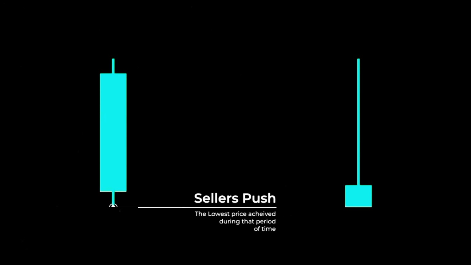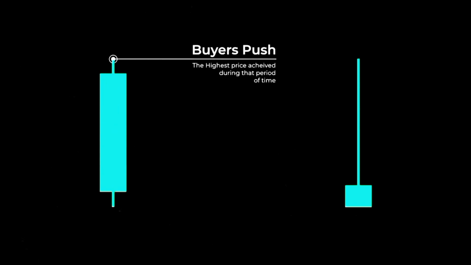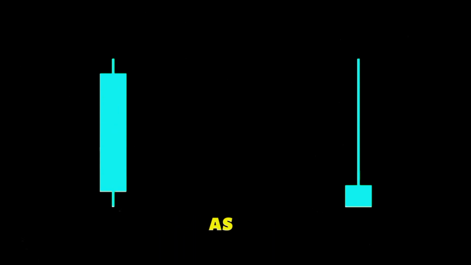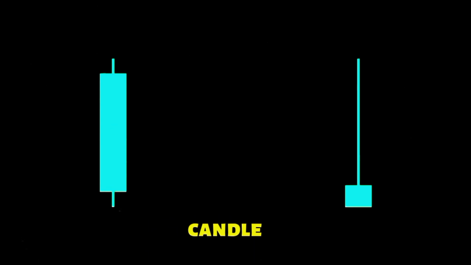The price opened down here. Initially, the sellers tried to push the price down. The sellers were very weak as the buyers quickly came in and took the price higher. Then the buyers were able to travel a lot of distance without any pressure from the sellers. As a result, the price closed very near to the high. This shows us that the buyers were significantly stronger than the sellers during this candle.